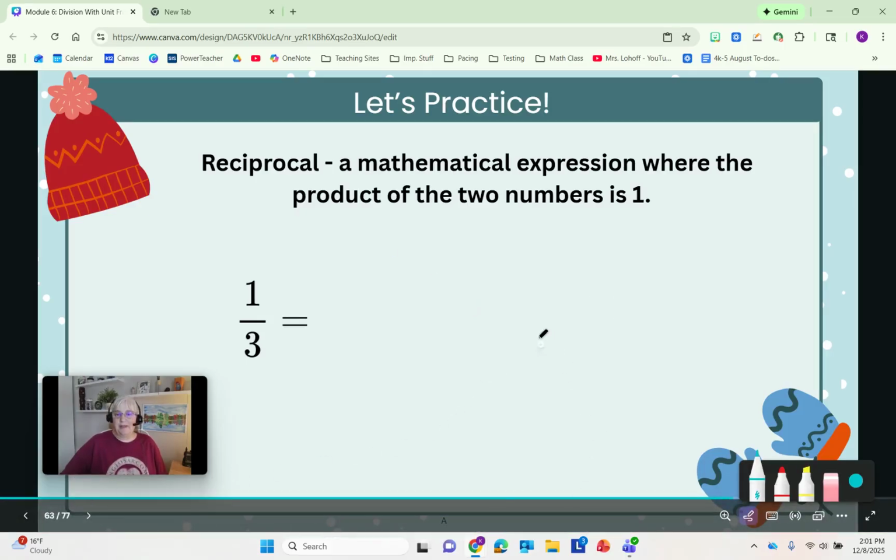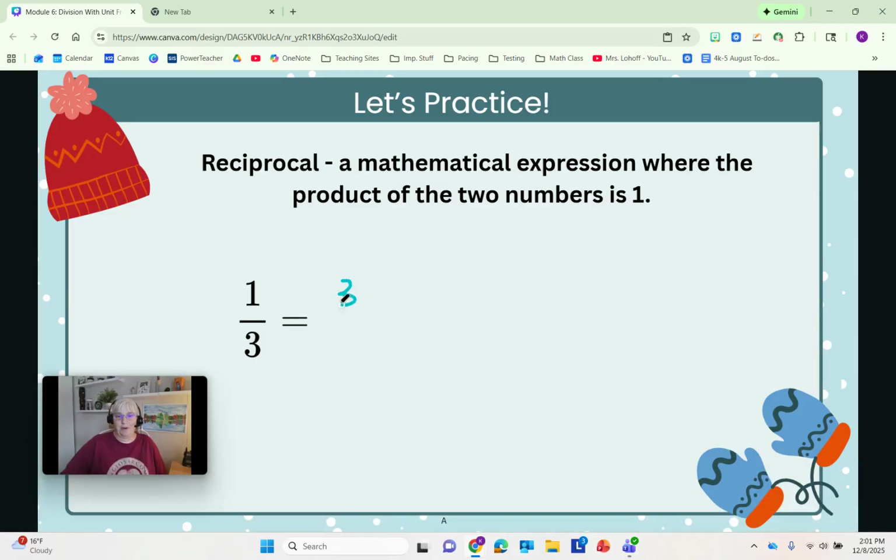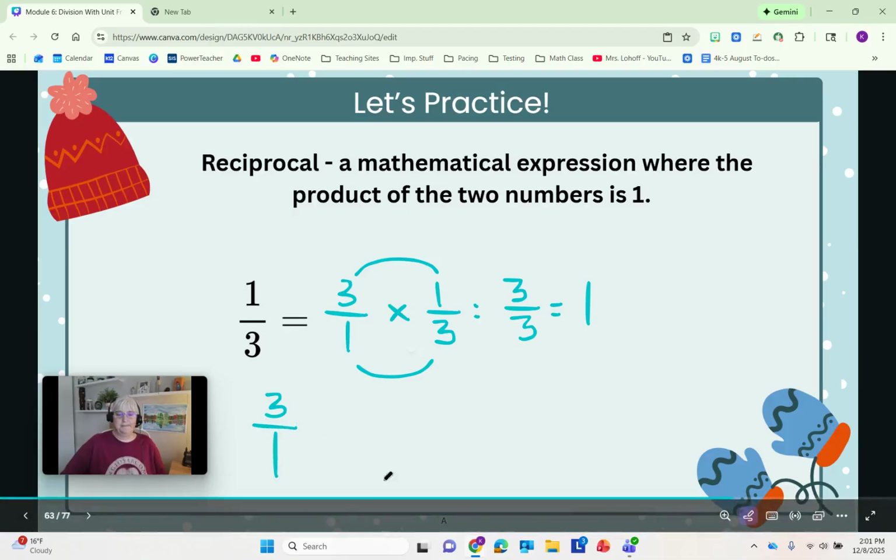What will the reciprocal of this fraction be? The reciprocal will be 3/1, because that's the flip of 1/3. And again, if we multiply the reciprocal times the original number, we get 3 times 1 is 3, and 1 times 3 is 3. Number on the top is the same as the number on the bottom. That equals 1. The reciprocal of 1/3 is 3/1.